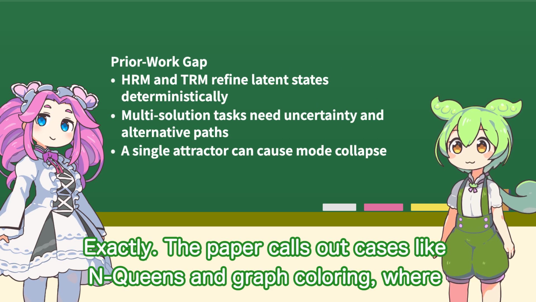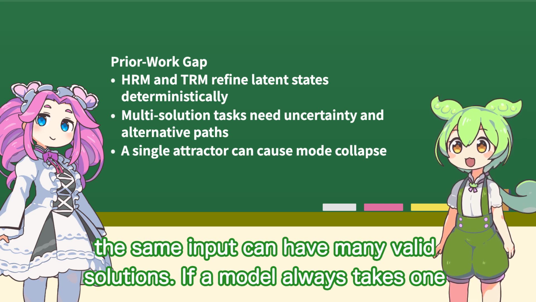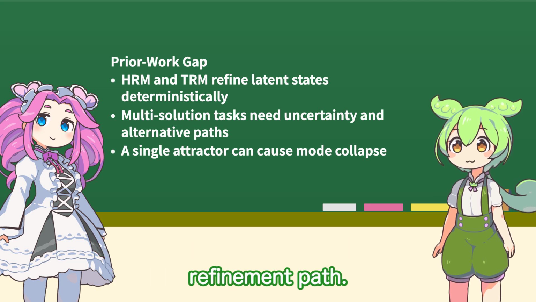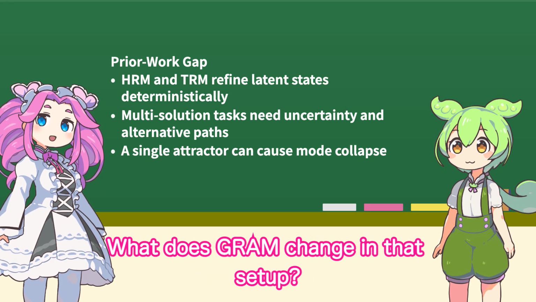Exactly. The paper calls out cases like n-queens and graph coloring, where the same input can have many valid solutions. If a model always takes one latent path, it can miss other valid answers or get trapped in a bad refinement path. What does GRAM change in that setup?